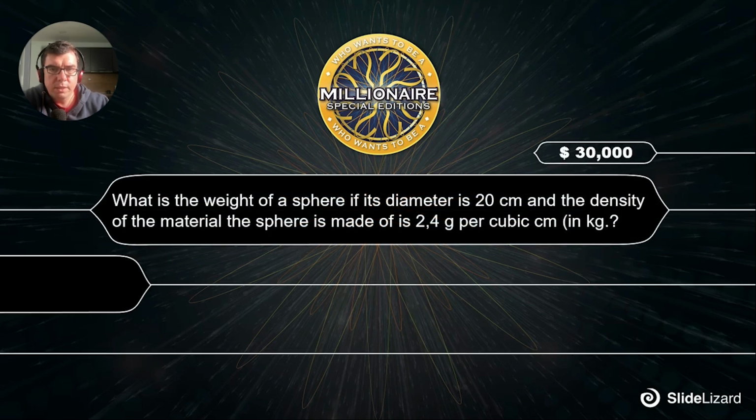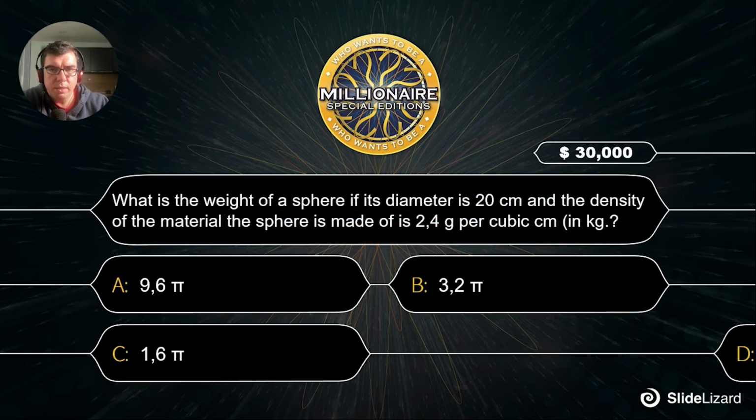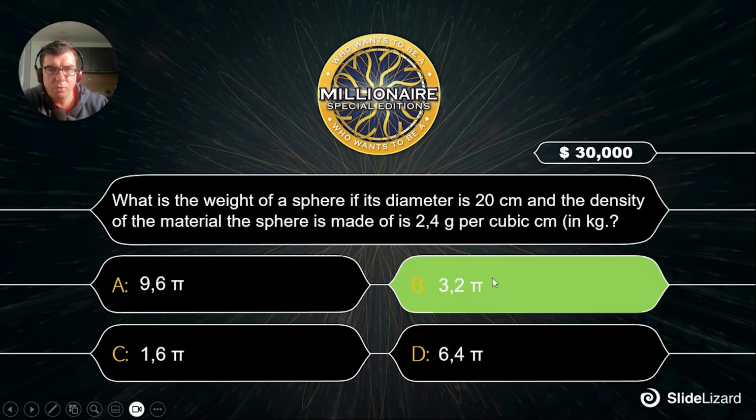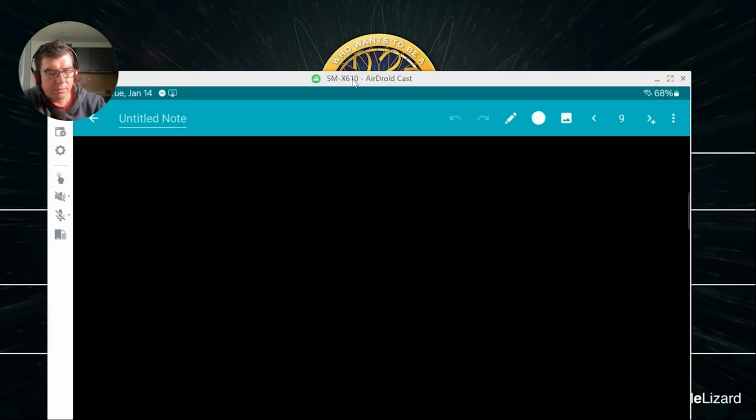What is the weight of a sphere if its diameter is 20 and the density of the material the sphere is made of is 2.4 grams per cubic centimeter, in kilograms? Did you get B, 3.2? 3.2 is correct. The radius of the sphere is 10 centimeters.